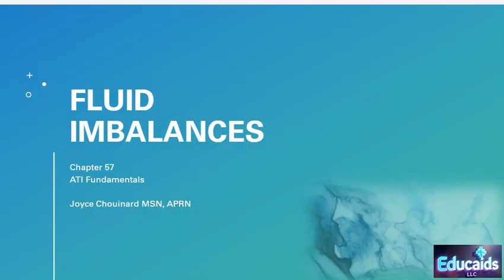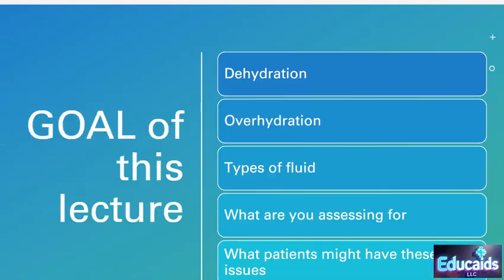So this lecture is going to go over Chapter 57 in your ATI Fundamentals. The goal of this lecture is to go over dehydration, overhydration, types of fluid, what you're assessing for as the nurse, and then what patients might have these particular issues.